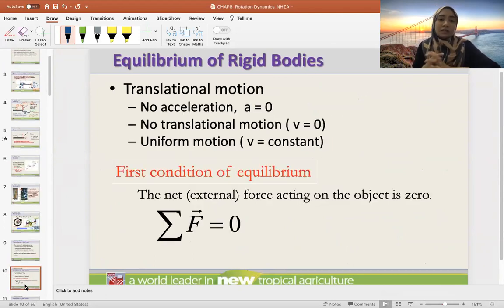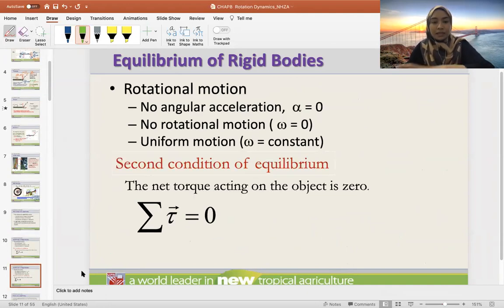So because of this condition, kita ada F net equals to 0. The first condition of our equilibrium is your net F equals to 0. And the second condition is your net torque equals to 0.